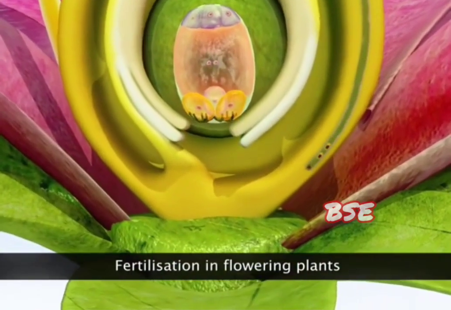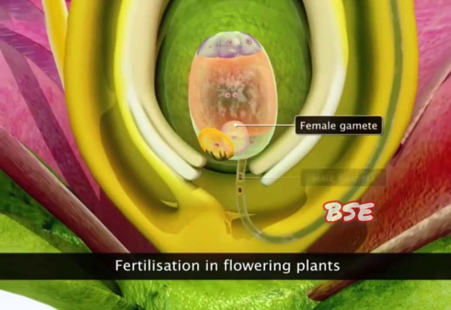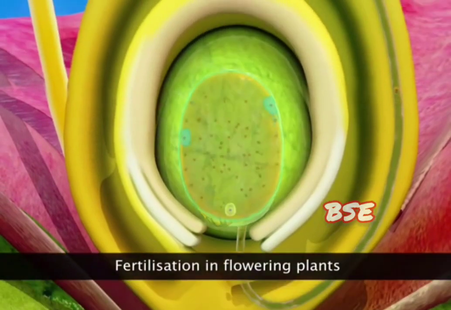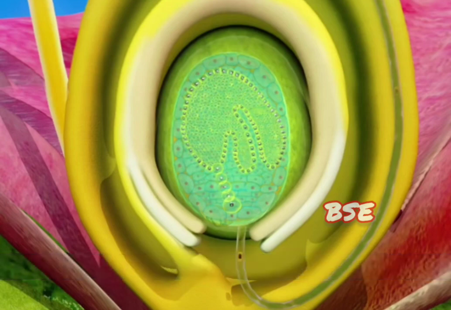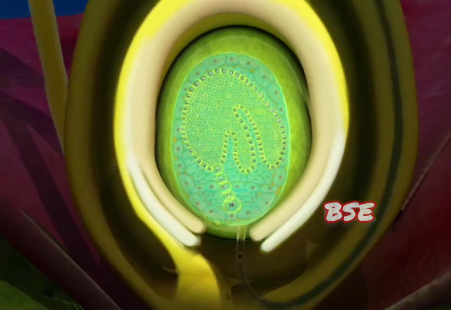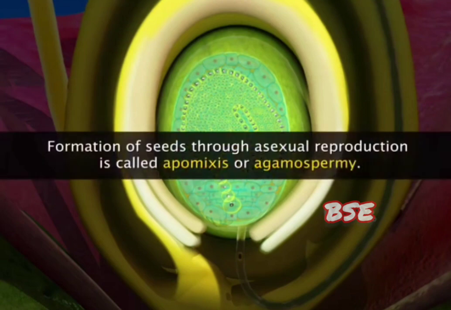In flowering plants, the fusion of the male and the female gametes leads to the formation of the zygote, which divides mitotically to form the embryo. However, there are some plants that produce seeds without fertilization. Formation of seeds through asexual reproduction is called apomixis, also referred to as agamospermy.